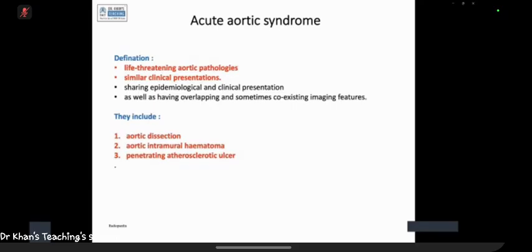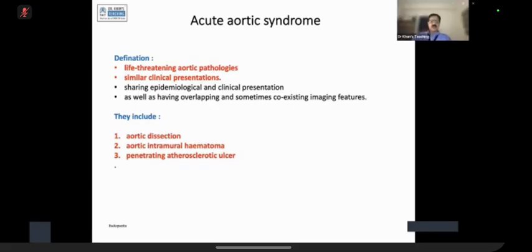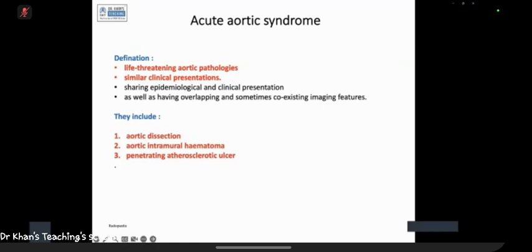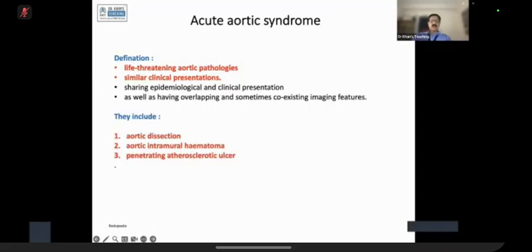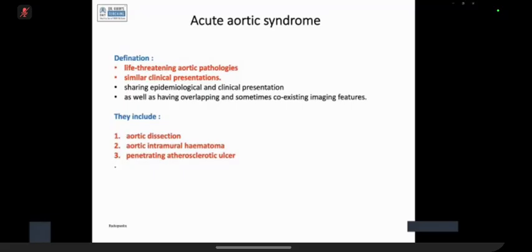Now, acute aortic syndrome, what is the definition of acute aortic syndrome? This is all from Radiopaedia, by the way. It is a life-threatening aortic pathology, with similar clinical presentations, sharing epidemiological and clinical presentation, and might have overlapping and sometimes coexisting imaging features. So one thing can go with the second, and one thing can develop into the second, that kind of thing.